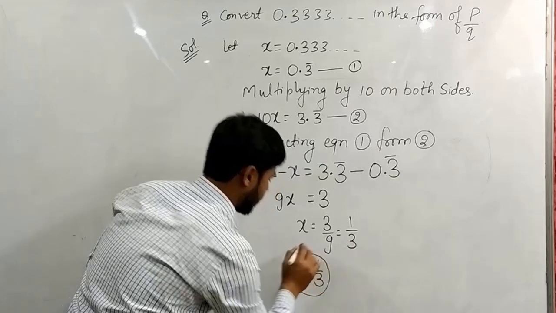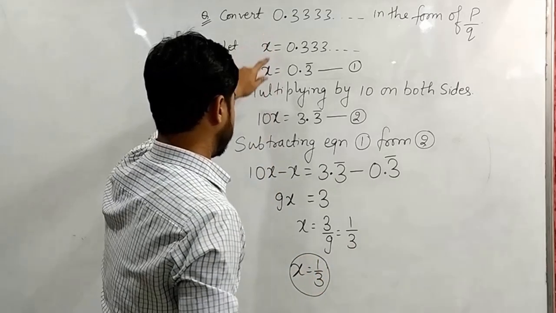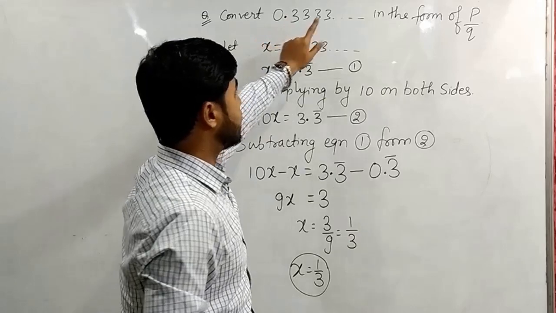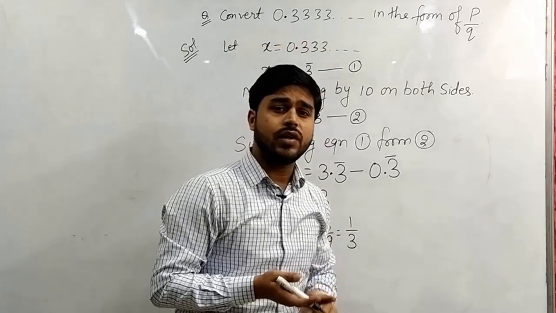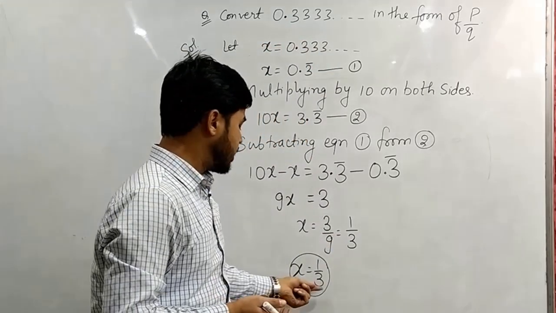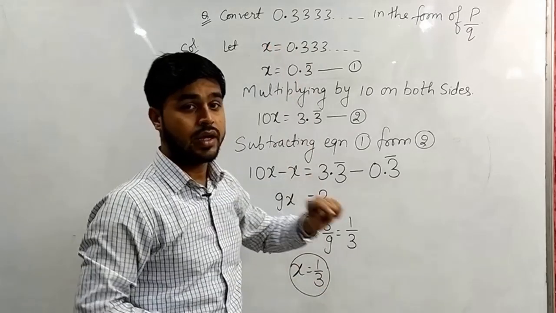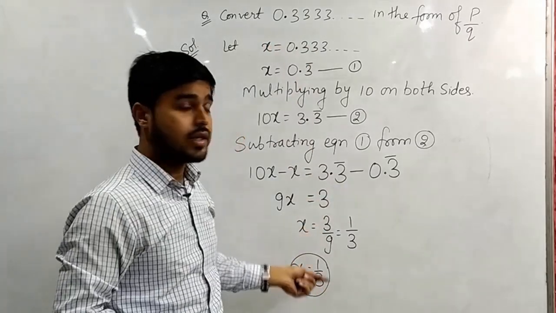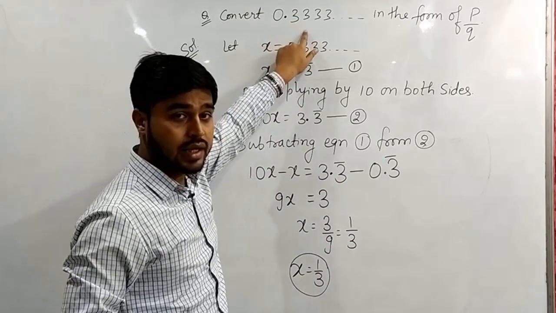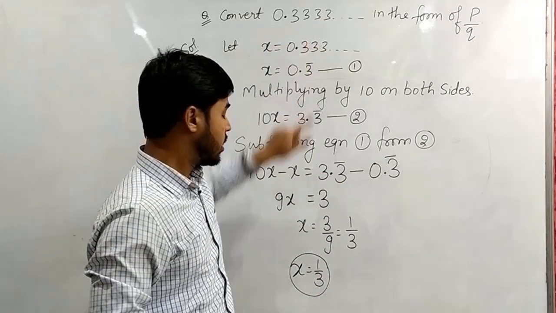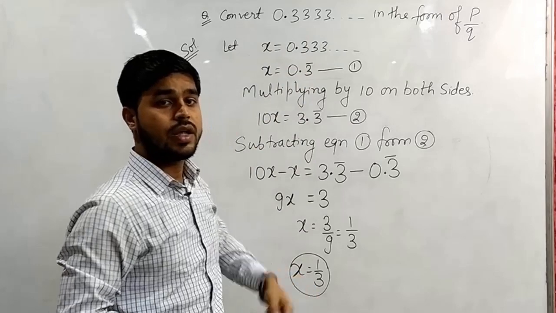I mean to say that if 0.33 is in decimal form and we have to convert it into the form of p by q, it is in the rational form of 0.33333, and hence it signifies that non-terminating recurring decimal representations also come under the category of rational numbers.